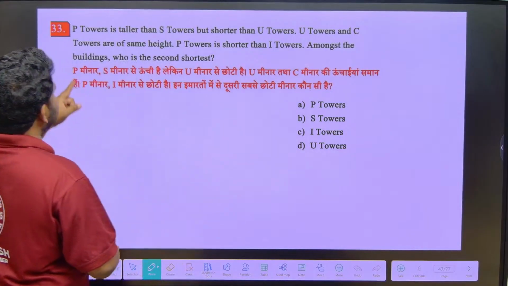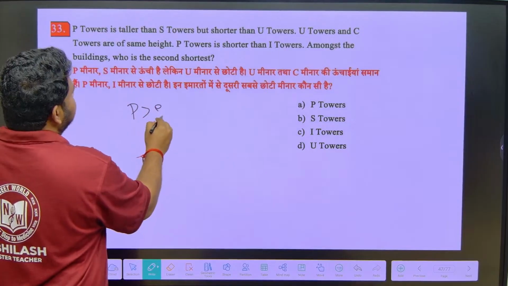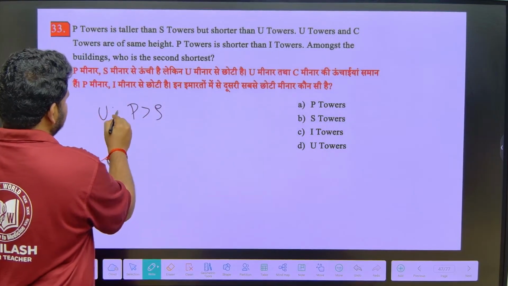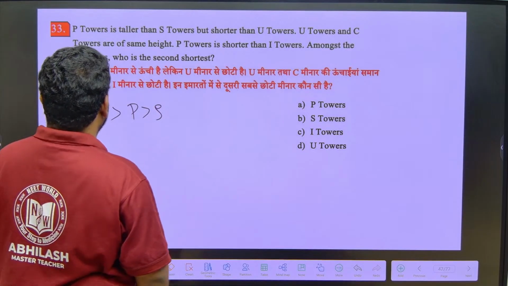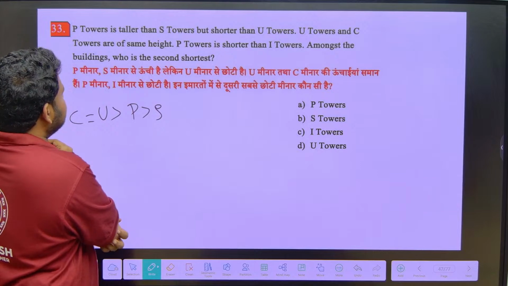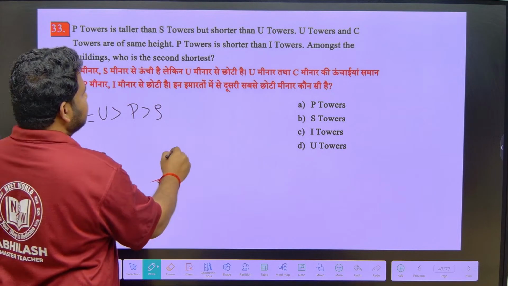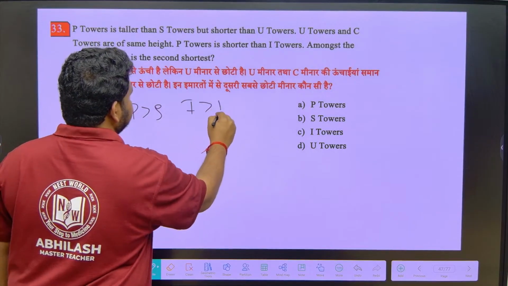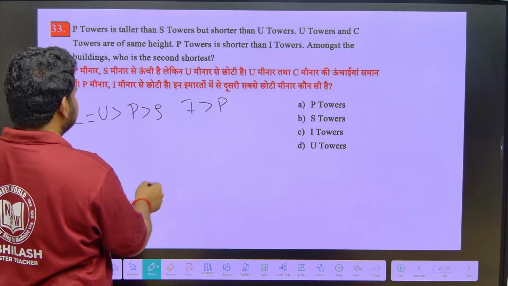Here P tower is taller than S tower, so P is greater than S tower, but shorter than U tower. U and C tower are of the same height. P tower is shorter than I tower. That is, I is greater than P.